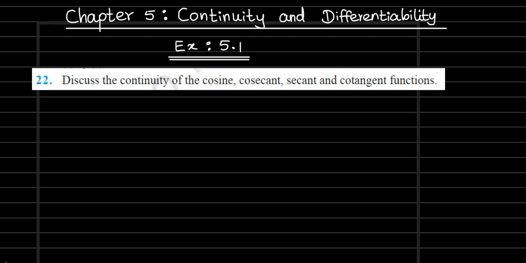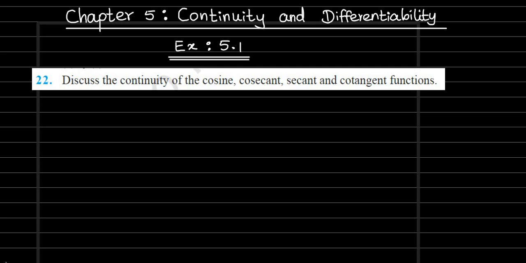Okay. So what is the given question? Discuss the continuity of the cosine, cosecant, secant and cotangent functions. So here 4 trigonometric functions have been given. They're asking us to discuss the continuity. So before moving on to the solution part, let me tell you one thing.